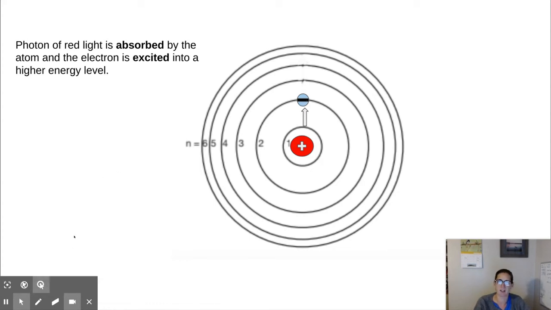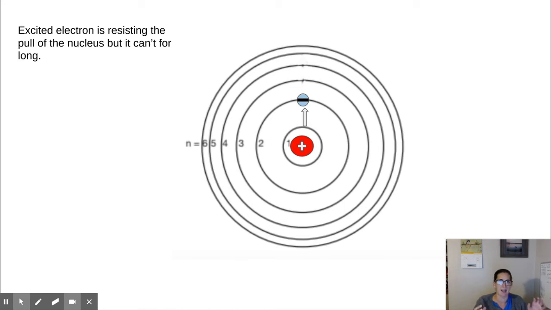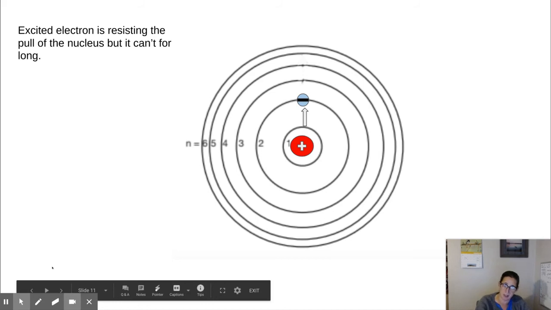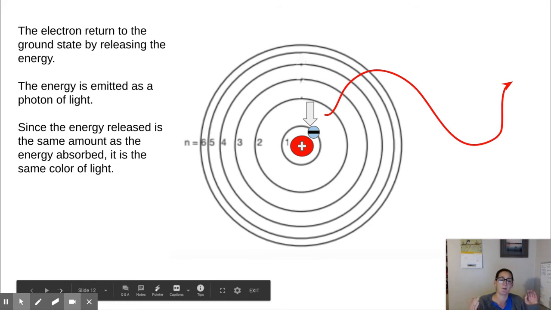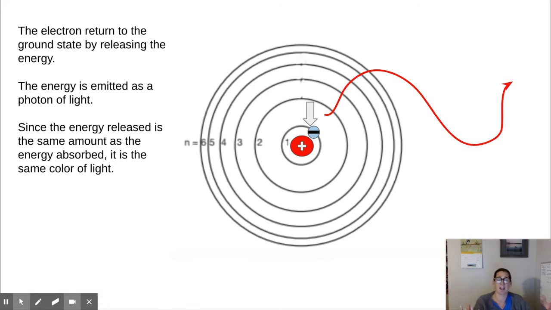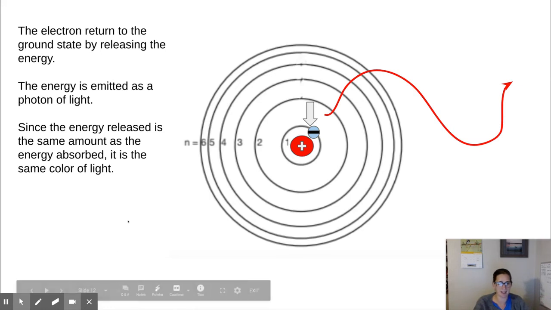But when electrons are in their excited state, they can't stay there forever. Again, there's a pull here from the nucleus, and it's kind of resisting this pull. It was able to get away from the attraction from the nucleus, but it can't stay there forever because it's not as stable. Everything's trying to get to its lowest energy state. And so eventually it is going to fall back down. But by doing that, that energy has to go somewhere. So it releases the energy as a photon of light.